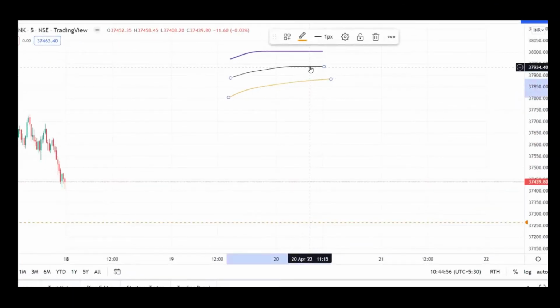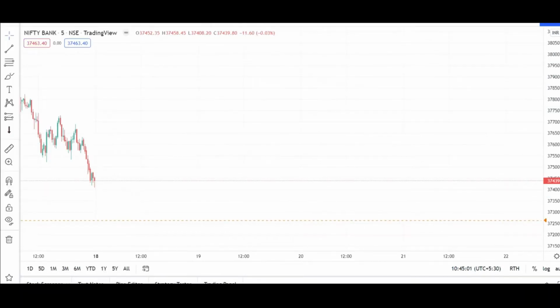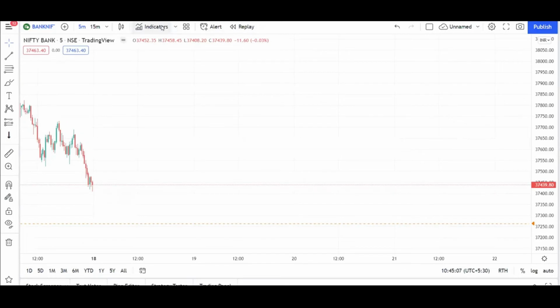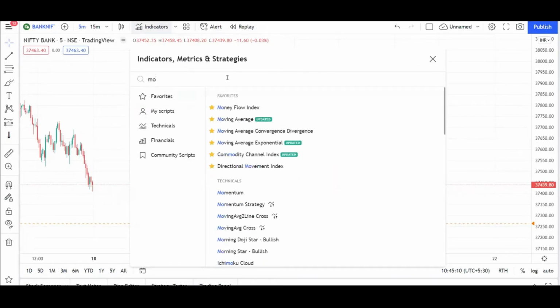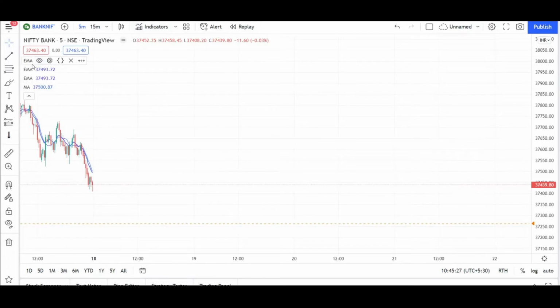So first, let's apply these moving averages on the Nifty Bank. This is the chart of Nifty Bank. We will go to indicator. This is the simple moving average, and this is the moving average exponential. We need three exponential moving averages, and we need one moving average for 200. So here you can see three exponential moving averages, and one moving average.